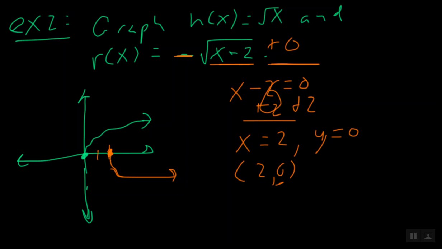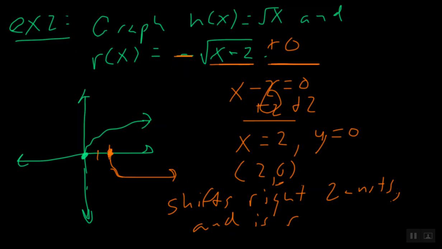So how would I write this transformation? I would say it shifts right 2 units and is reflected down. I could say reflected over the x-axis, but I think this is absolutely fine. Alright, let's try a more complex example.